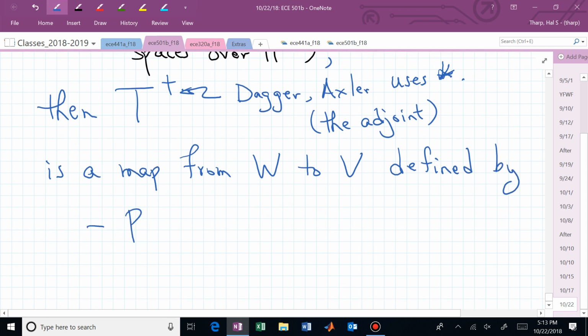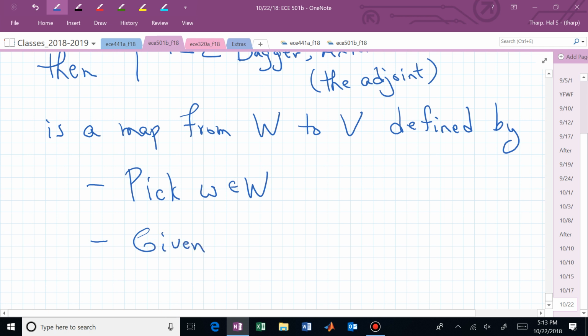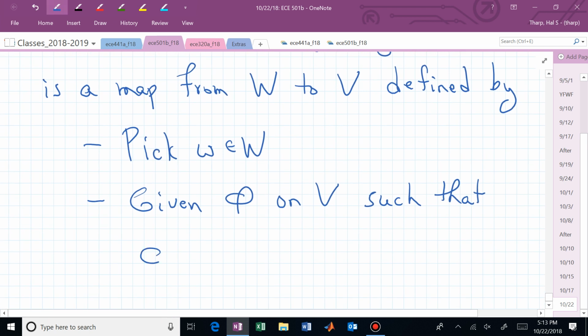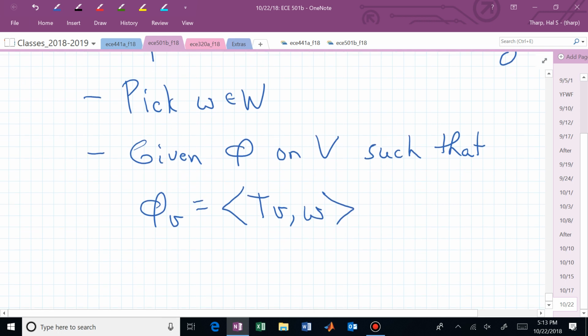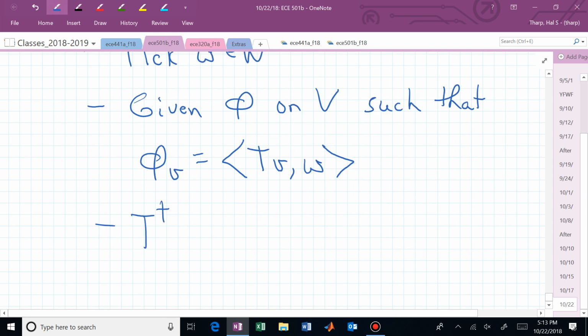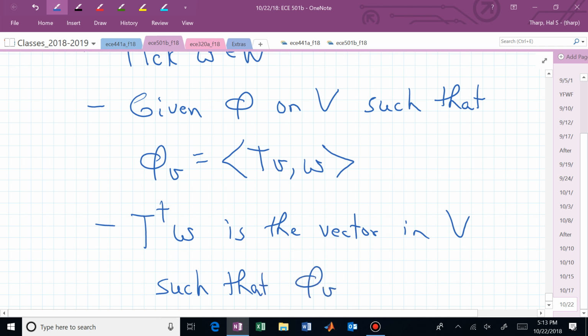Defined by: pick a w, and then given a linear functional phi on V such that this linear functional applied to v, which we could now say is the inner product of Tv with w, and T dagger w is the vector in V such that the linear functional, that scalar, is equal to the inner product with v.